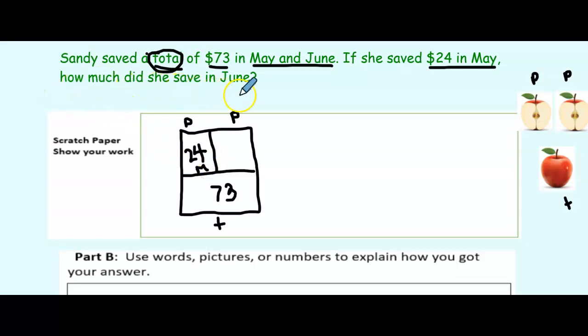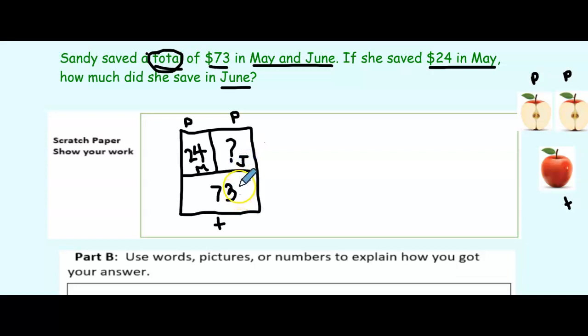How much did she save in June? Boys and girls, did they give us a number amount for June? No, the problem did not. So what do we write in place of a number when we don't know the number amount? That's right, a question mark. And if you'd like, you can write a J for June.